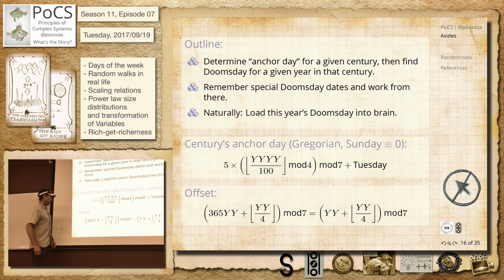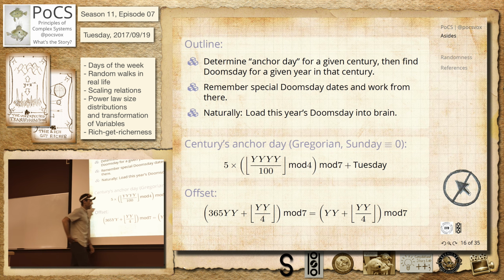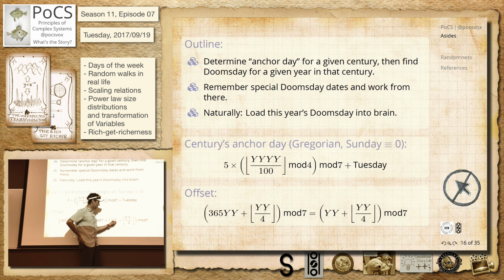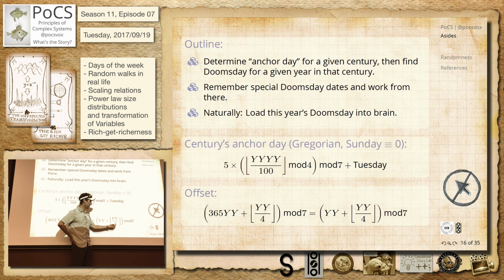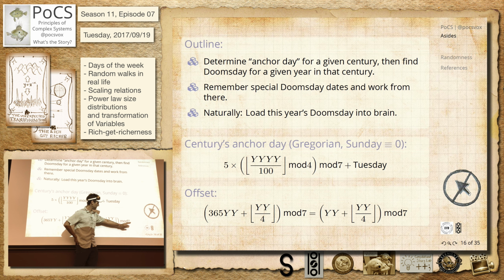So if we wanted to do, say, 1969, you put 69 here, and then 69 divided by 4, and you take the floor of it. So 69 divided by 4 is 17.25. The floor of that is 17. Help me if I've got this wrong. So 69 plus 17, now we're up to 86. Then you do mod 7.